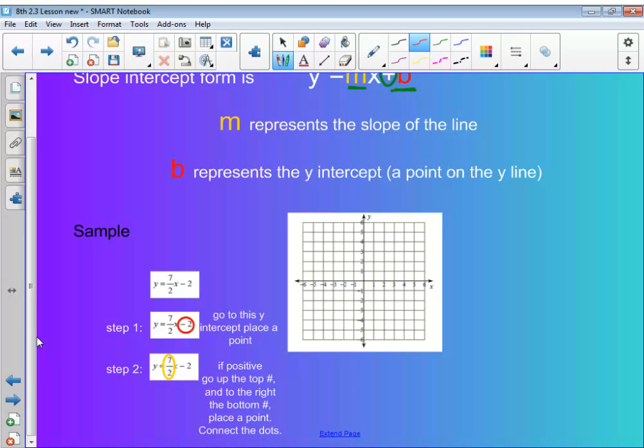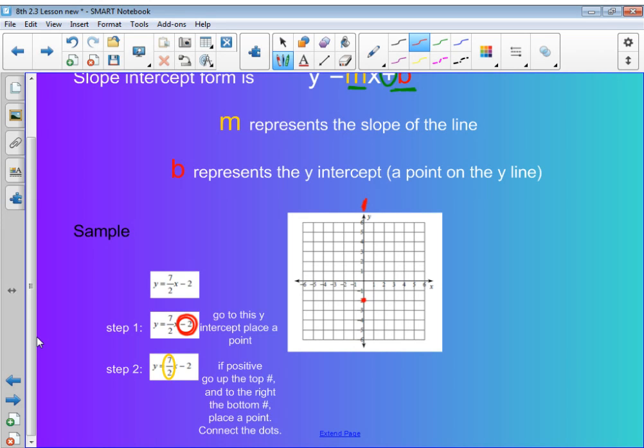Like last week when we worked on graphing slopes, they would give us a point on the graph and then we would follow the slope and create the line. Now you're having to do the extra step of finding where that point is. So we're going to identify our y-intercept, which is at -2. On our y line, which is right here, we're going to go to -2 and put a dot. So there's my first dot.